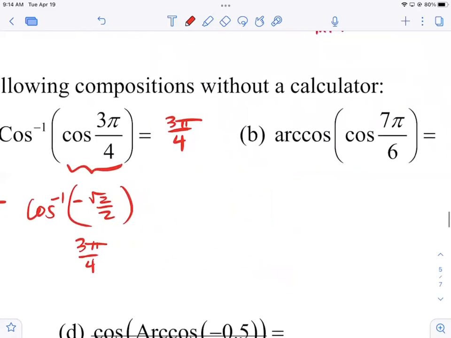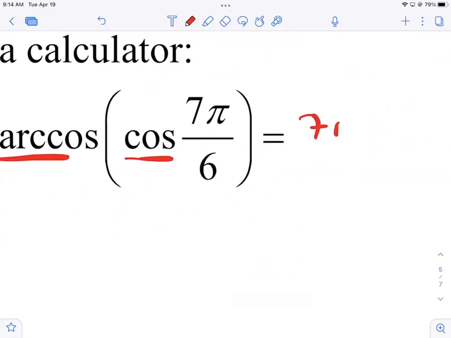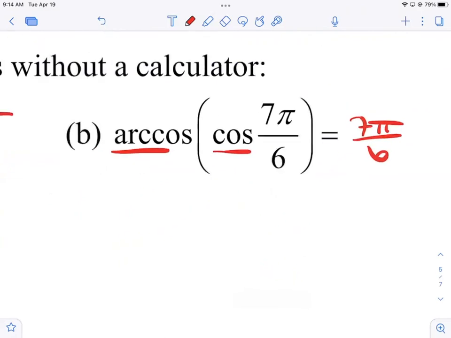Awesome. Letter B, arc cosine of cosine of 7π/6. Hey, arc cosine and cosine are inverse operations of each other, right? So I guess these guys just undo each other. You pay me $5 and then I pay you $5. We just undid each other. It's right. Wait. Oh, is it D and E? Oh, that makes a good answer choice.